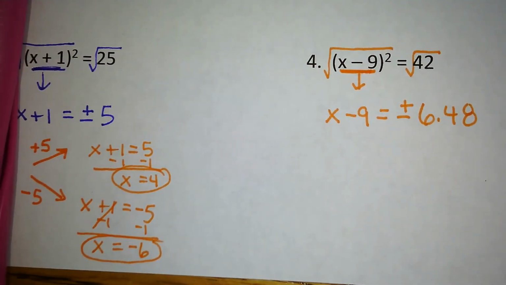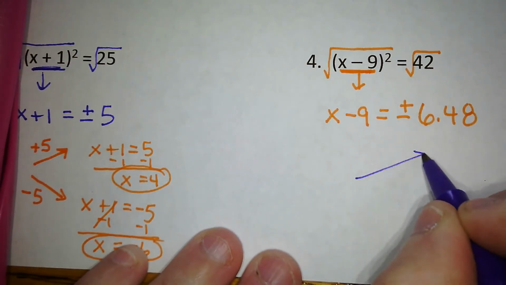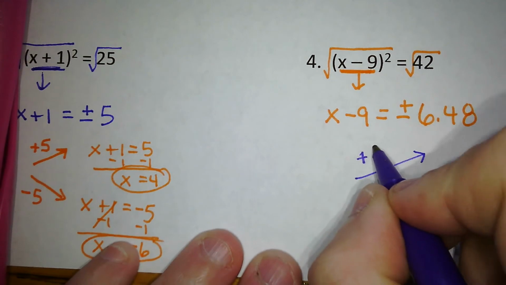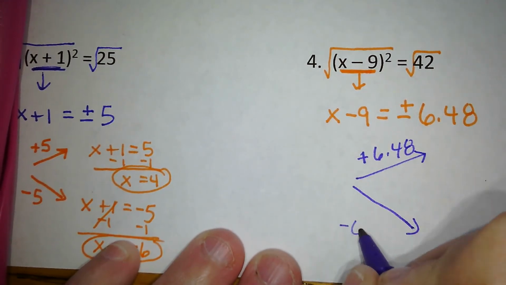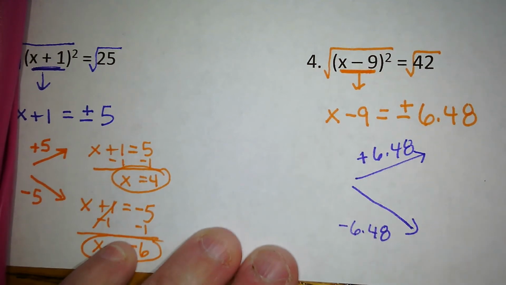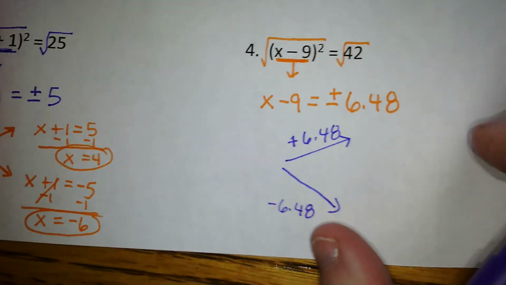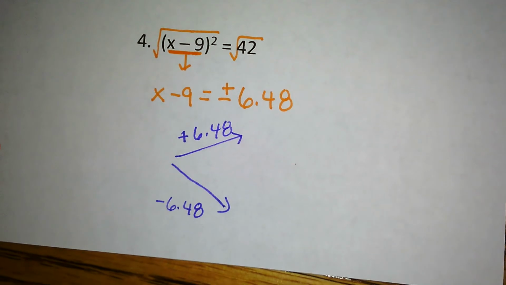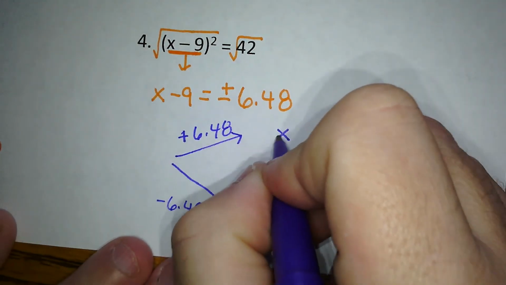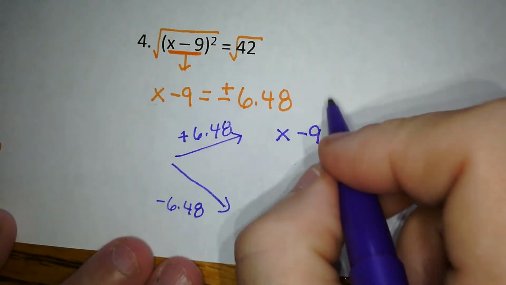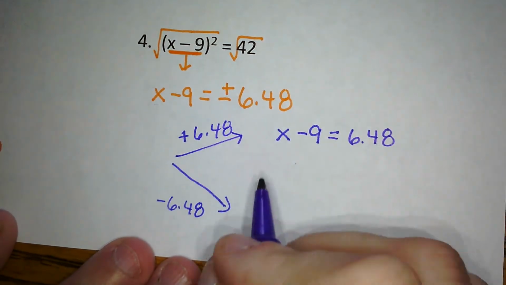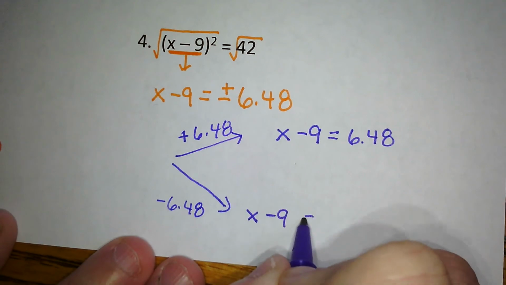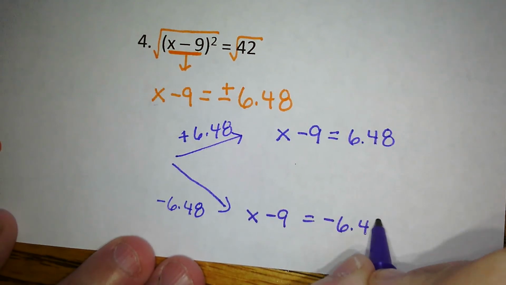From here, I'm going to have two different routes to take. I'm going to have a positive 6.48 as an answer, and I'm going to have a negative 6.48 as an answer. So that when I go to solve this, let me shift this over a little bit. I will have x minus 9, that part doesn't change, equaling a positive 6.48. And then I'll have x minus 9 equals a negative 6.48.